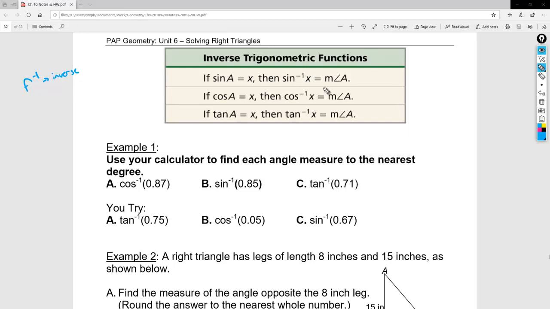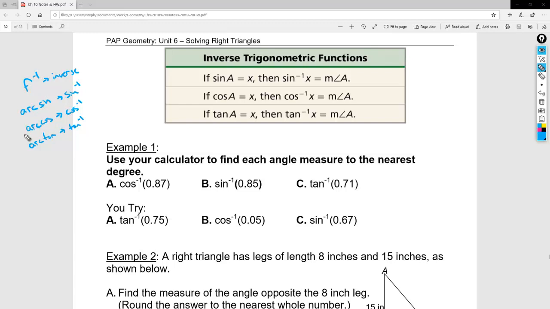Alternatively, another way of writing inverse sine is to put arc in front of it. So arc sine would be the same thing as this. Arc cosine is the same thing as this. Arc tangent is the same thing as this. It's just another way of writing it.